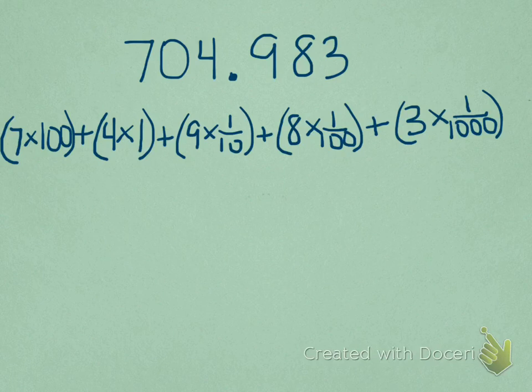And then you have the 9 in the tenths place, which is represented by 9 times a tenth. The 8 is in the hundredths place, so we represented it by 8 times a hundredth. The 3 is in the thousandths place, which is represented by 3 times a thousandth. Remember to review place value and order of operations. If yours looks like this, good job. If yours doesn't look like this, go back and try to figure out where you made a mistake so that you can learn from your mistakes.